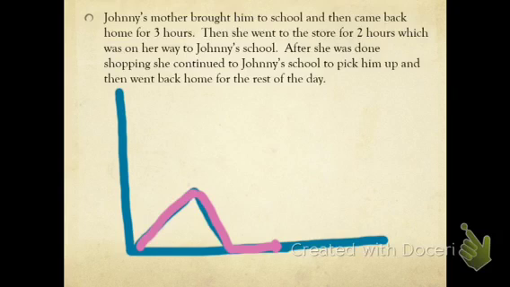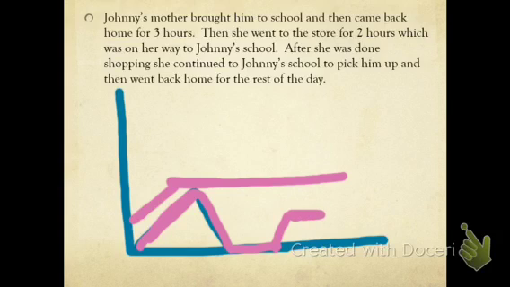Okay? Then she went to the store for 2 hours, which was on her way to Johnny's school. So she's going to the store, but we're not going to go up as high as the school because it's on her way to school. So we can't go all the way up there because this distance right here represents school. Okay, so it's not as far of a distance. So she stayed at the store for 2 hours, so we're going to draw a flat line, meaning she stayed in the same location for 2 hours.